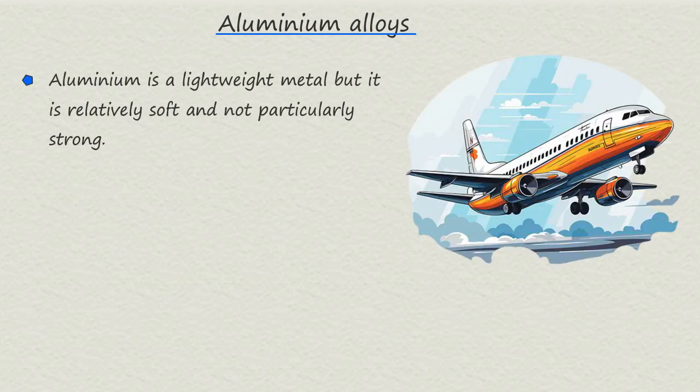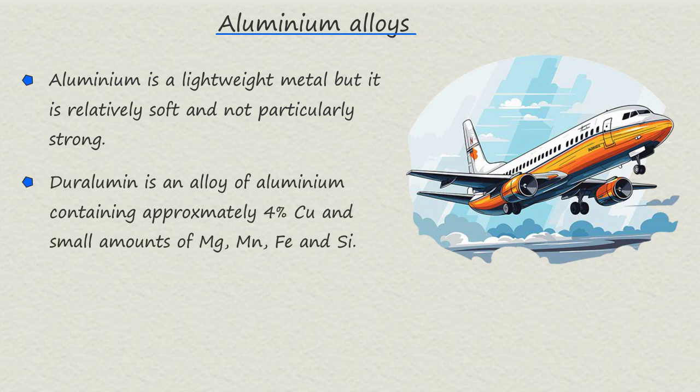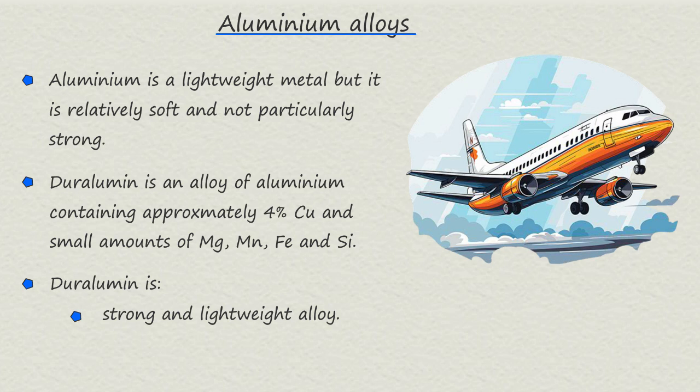Aluminium is a lightweight metal, but it is relatively soft and not particularly strong. However, it can be alloyed with a mixture of different metals and even some non-metals to form a variety of alloys. One of the first aluminium alloys produced was duralumin. Now, duralumin is formed when aluminium is alloyed with approximately 4% copper and a small amount of magnesium, manganese, iron and the non-metal silicon. Duralumin is a strong lightweight alloy. It is corrosion resistant. It is stronger than aluminium, but unfortunately it is also heavier.